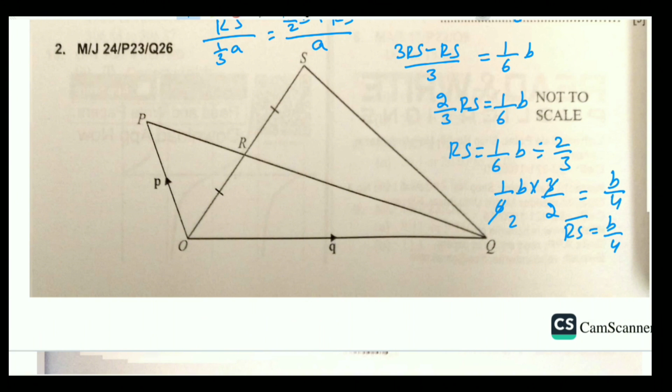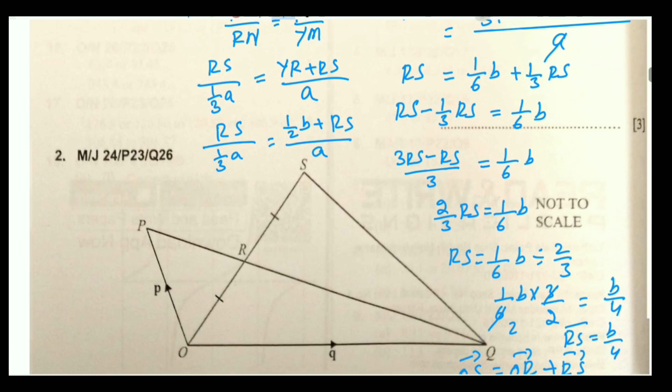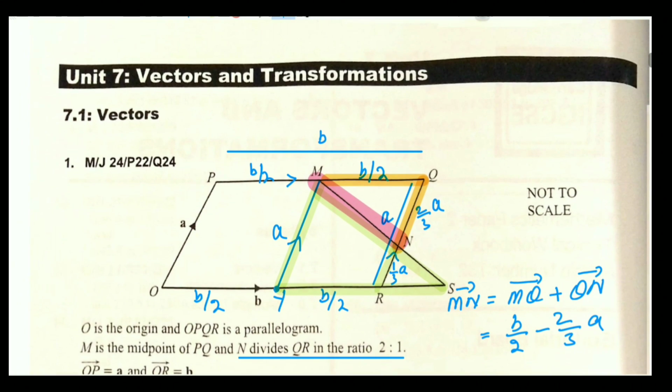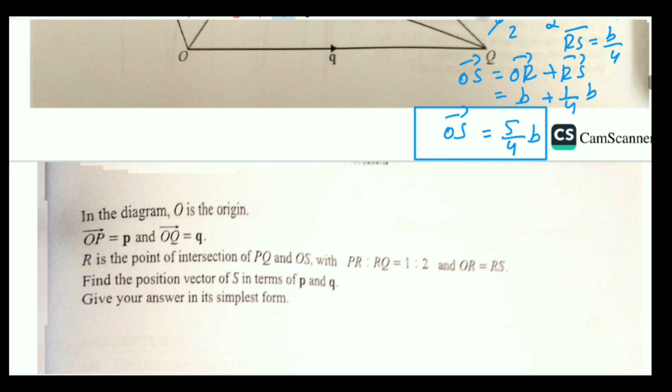If RS is B by 4, we have to find the OS vector. So OS vector is OR plus RS, that is B plus B by 4, or you can write it 1 by 4 B, and if we solve it, it will become 5 by 4 B. So OS position vector is 5 by 4 B. This is the final answer. This is the way you will solve this question. Now let's do the next question.